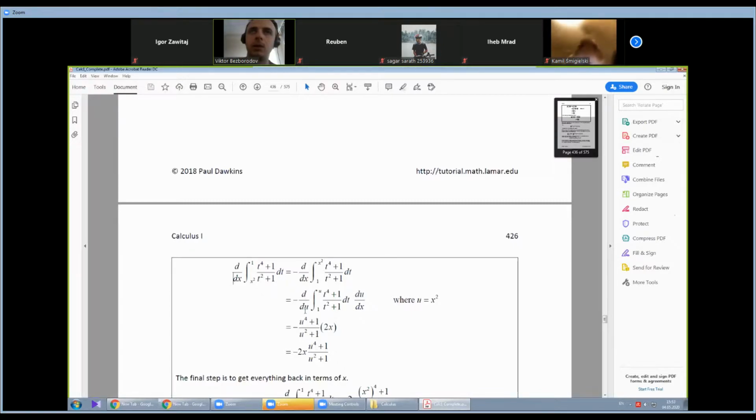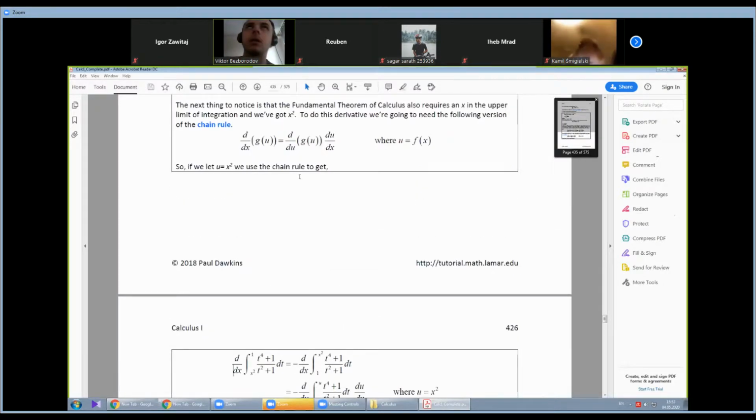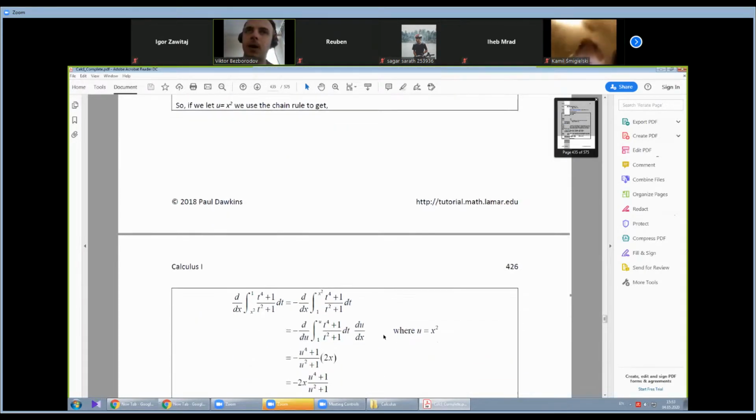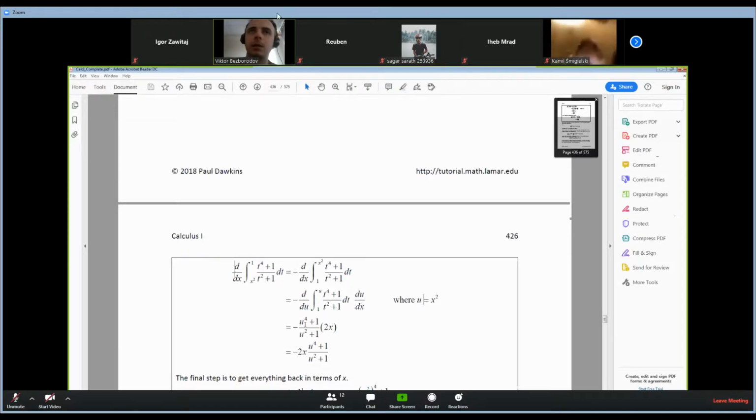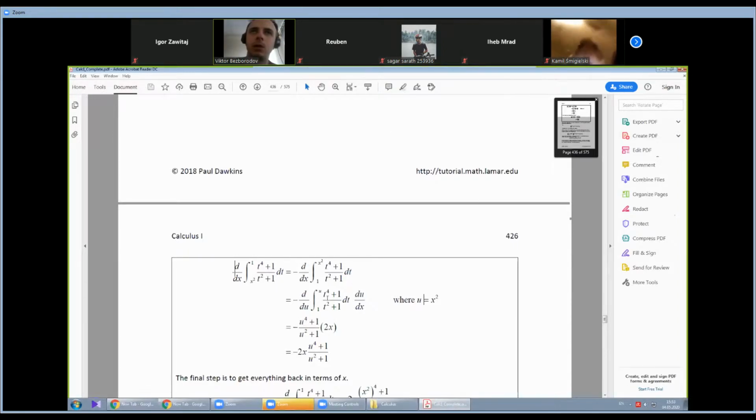So you apply the chain rule as was discussed. This is the chain rule, actually, rewritten once again, right? And this is what you get. And so here you apply the fundamental theorem of calculus. So you have the variable in the upper limit, and then you have some expression here. So to find the derivative, you just substitute this variable u instead of t. And this is what you get.